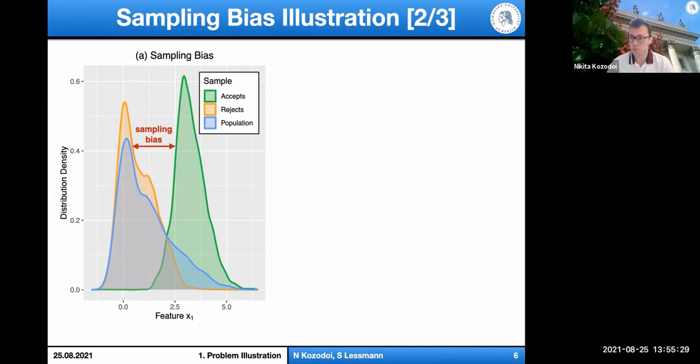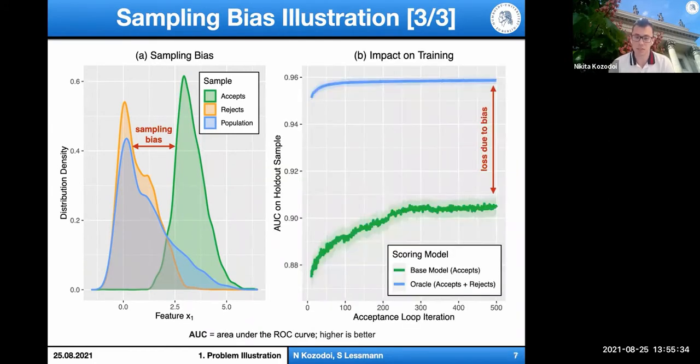Well, if you track performance of a scorecard in time over these acceptance loop iterations, and here we are simply using area under the ROC curve as a performance metric, which is a popular evaluation measure in credit scoring. And we compare performance of the base model, which is the green line here, trained on a biased set of accepts, and the oracle model, which is a theoretical upper performance bound, a model trained on both accepts and rejects, so therefore it does not suffer from the sampling bias.